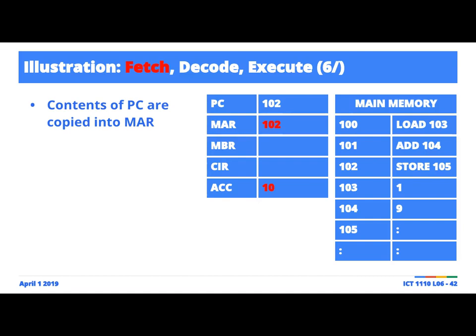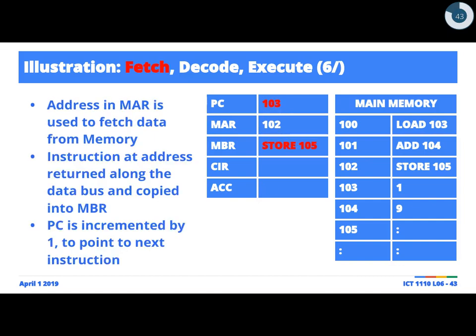So in the next fetch cycle, because this was 102, we copy what is in 102, which is store 105, right?